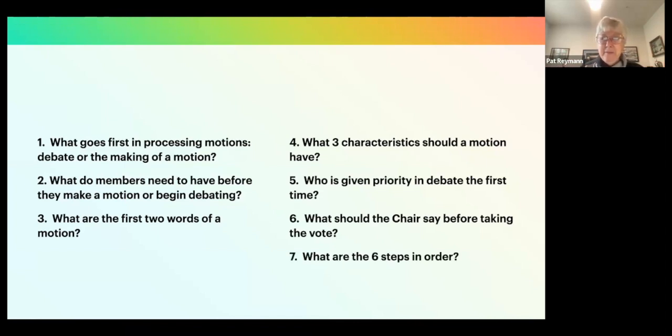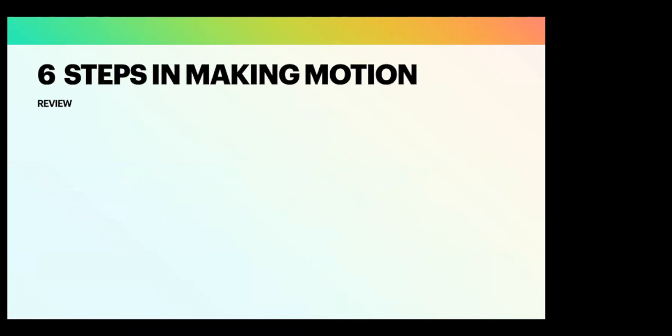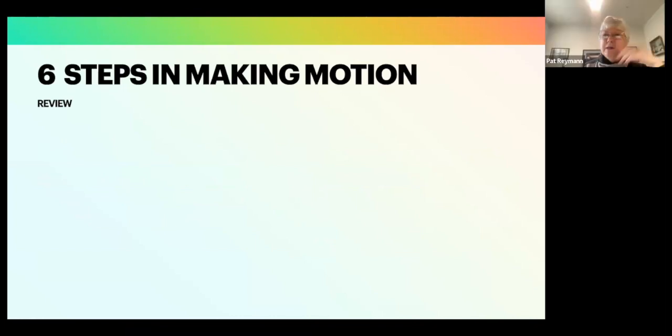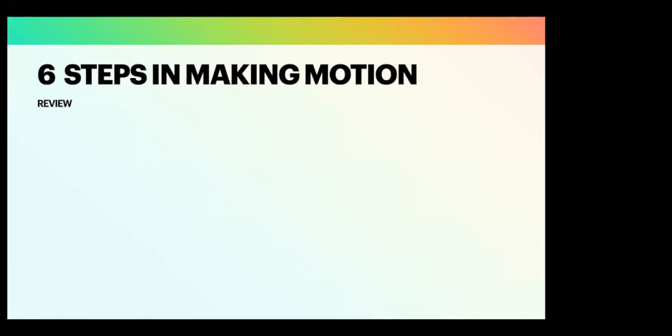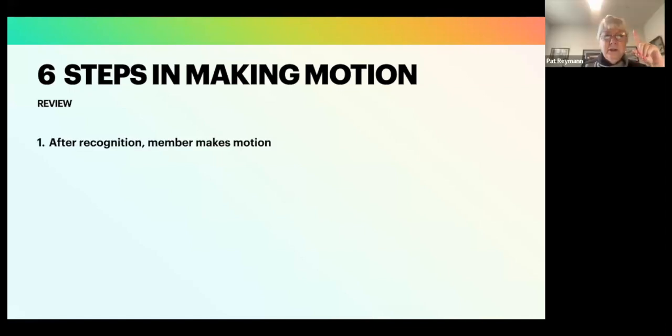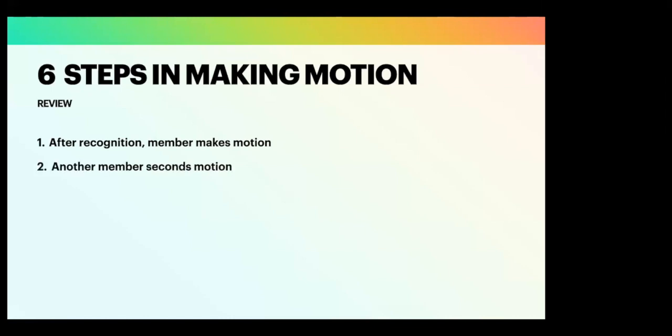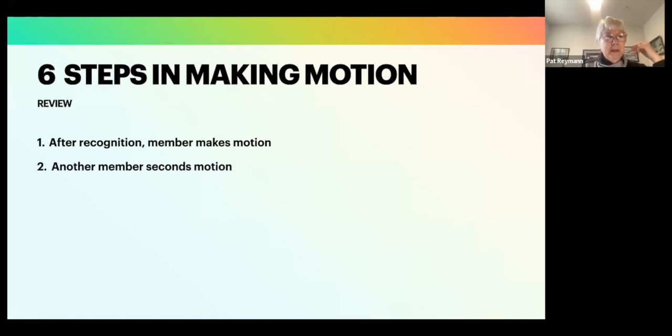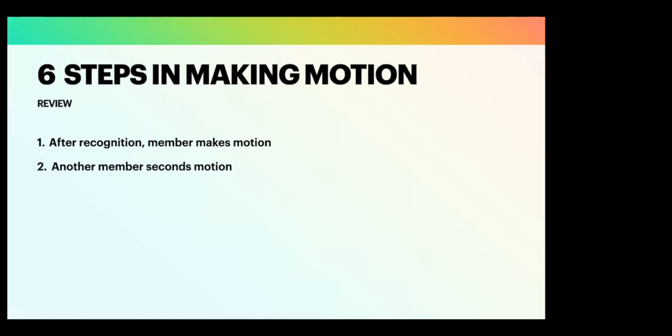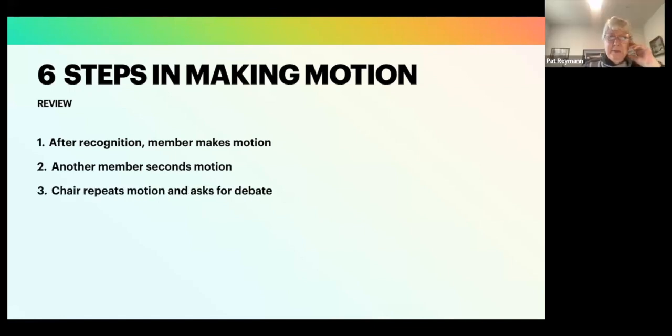Okay, then I want somebody to give me the 6 steps in order. So what's the first one? You don't have to give me all 6. Just give me one at a time, please. What's the first one? Make a motion. Yes. After recognition, a member makes the motion. Now everybody knows this one. What's the second step? Second. Yes, another member seconds the motion. All right. Third. The chair repeats the motion and asks for debate. Yes. Chair repeats the motion and asks for debate.